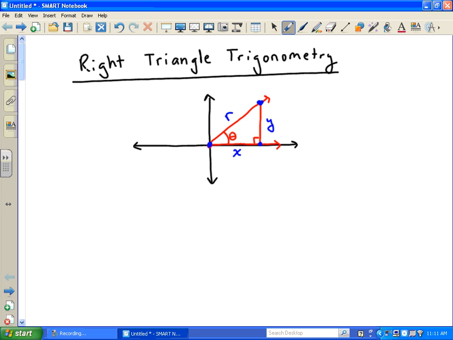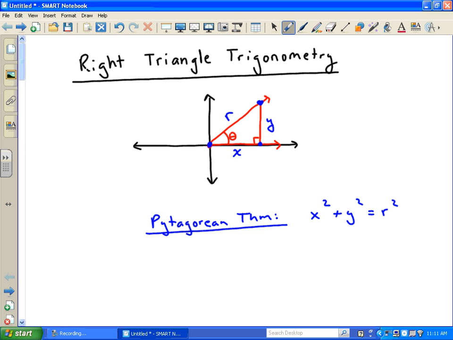Pythagorean theorem identifies that if you have a right triangle, then the sides compare as x squared plus y squared is equal to r squared. And we'll go ahead and write that down here, because we will need that for later on. So Pythagorean theorem states that for a right triangle, the sides compare as x squared plus y squared equals r squared.